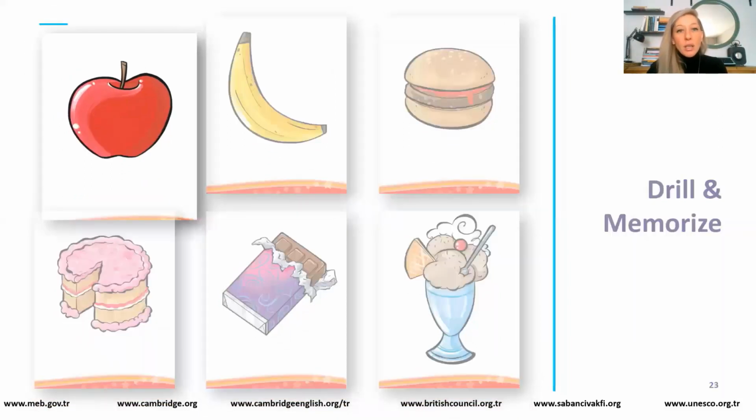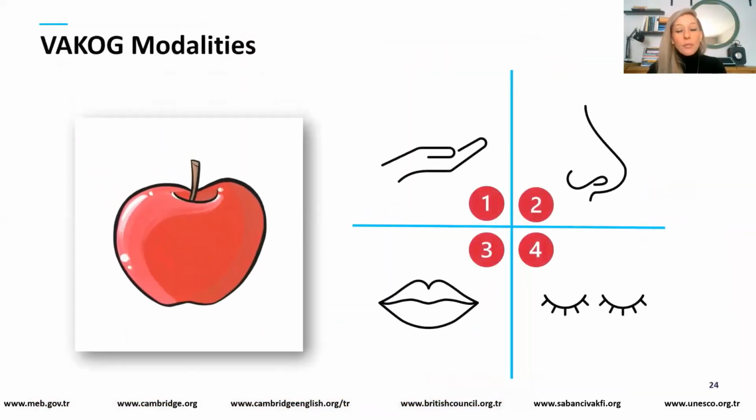All right, now we're going to be doing VAKOG modalities. This is something related to NLP. It's a great way to introduce the vocabulary, or, if they know it, practice it. It's, in a way, a two-way kind of activity. What you do is tell your students to pick an apple. Just take an apple. Take it.